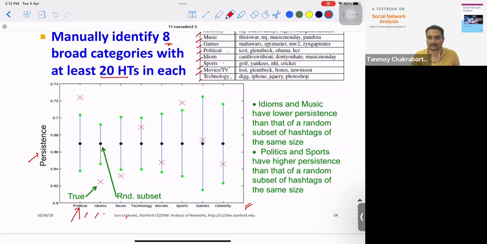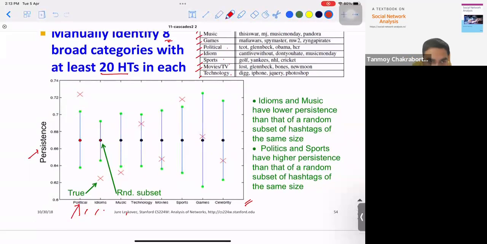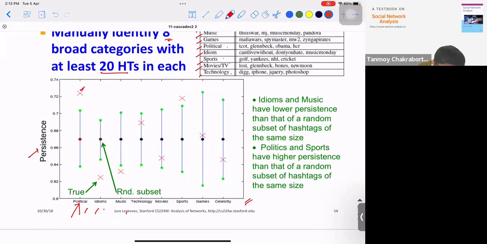You make a random experiment for every event. So for every event, you have a random counterpart, and from the random counterpart, you will get a persistence. You will again draw an exposure curve, and you can get a persistence value, right? That is basically these black points. You see that for every event, you have these black points. So the black point indicates the persistence of the random counterpart of that event. Okay, and this red cross indicates the actual persistence value obtained from the data.